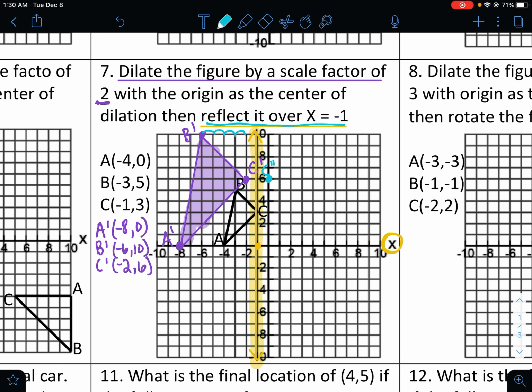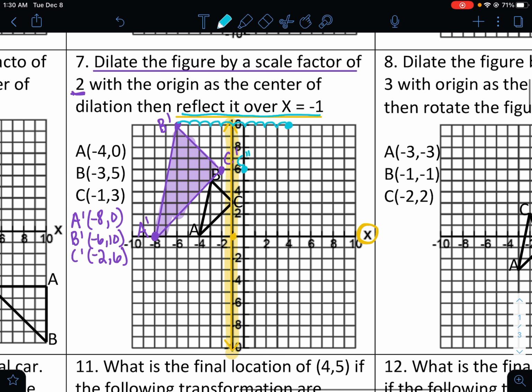Then B is 1, 2, 3, 4, 5. So we got to go this way. 1, 2, 3, 4, 5. So that's going to be B prime. And then A prime, 1, 2, 3, 4, 5, 6, 7. And that is A prime.